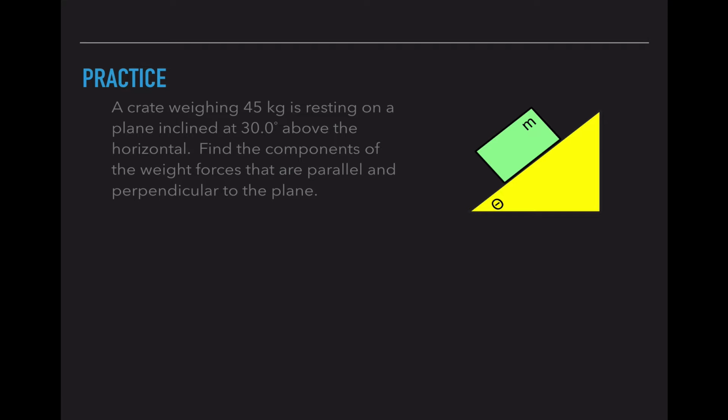So, first example problem. A crate weighing 45 kilograms is resting on an inclined plane at 30 degrees above the horizontal. Find the components of the weight forces that are parallel and perpendicular to the plane. So first thing I'm going to do is draw FG going down, break it apart into my two vectors, and it's asking me to solve for FGX and FGY.